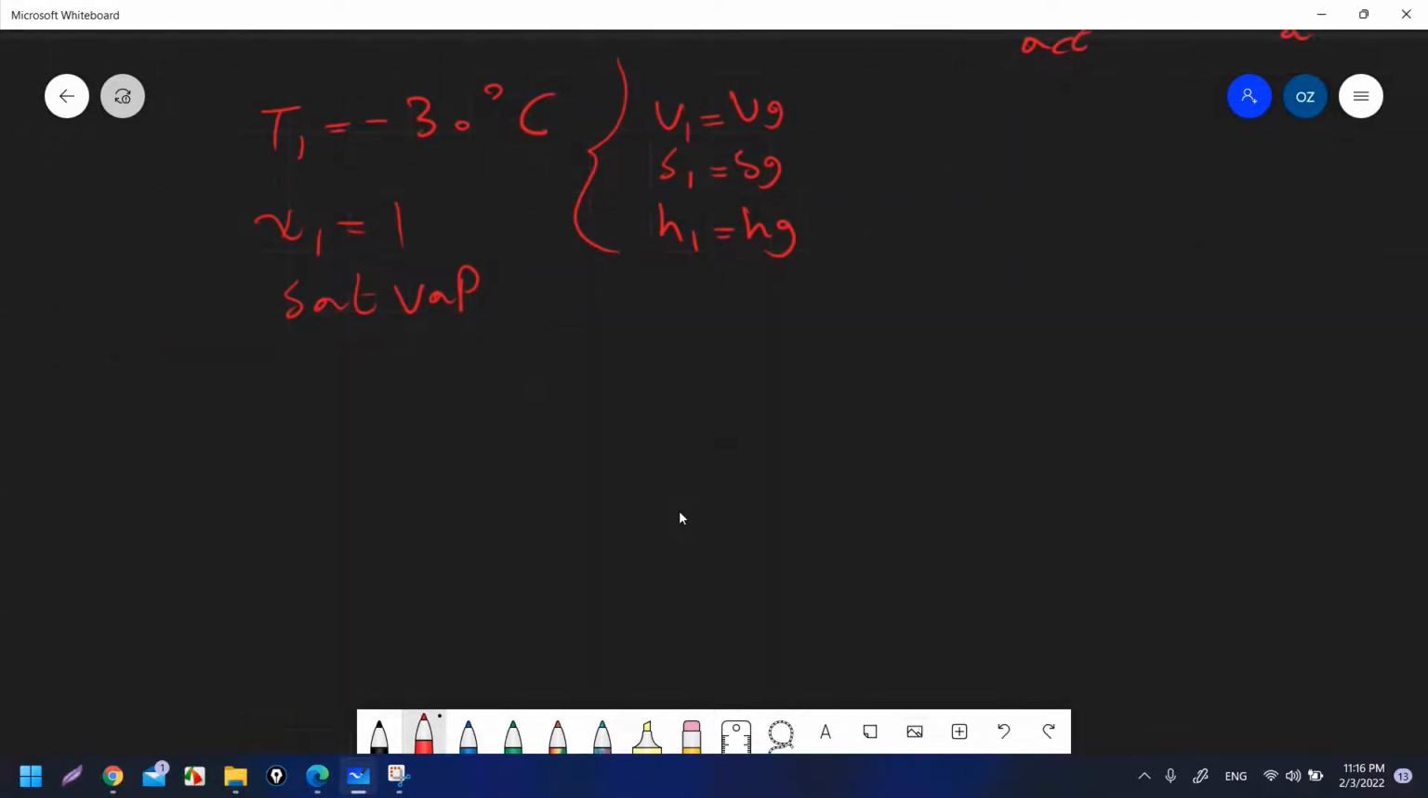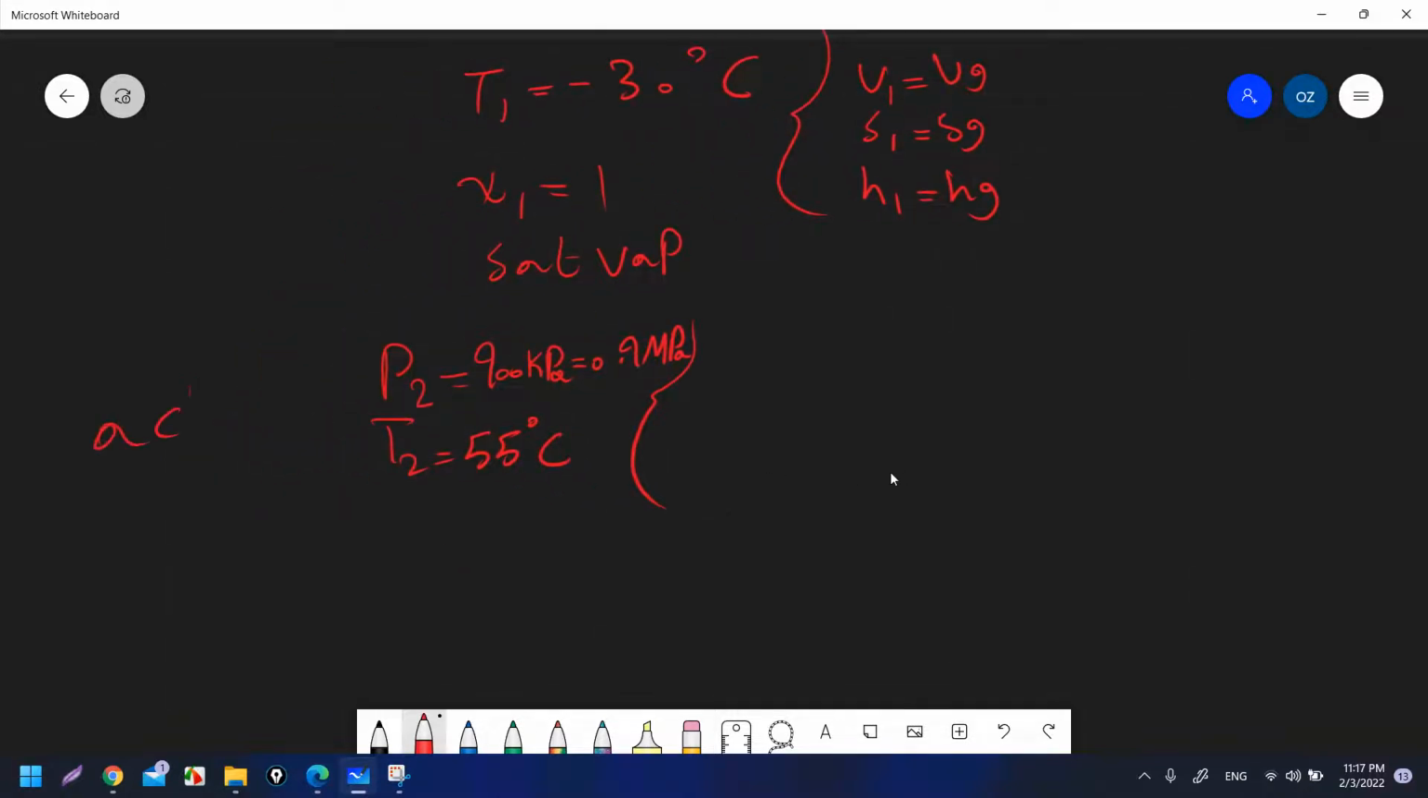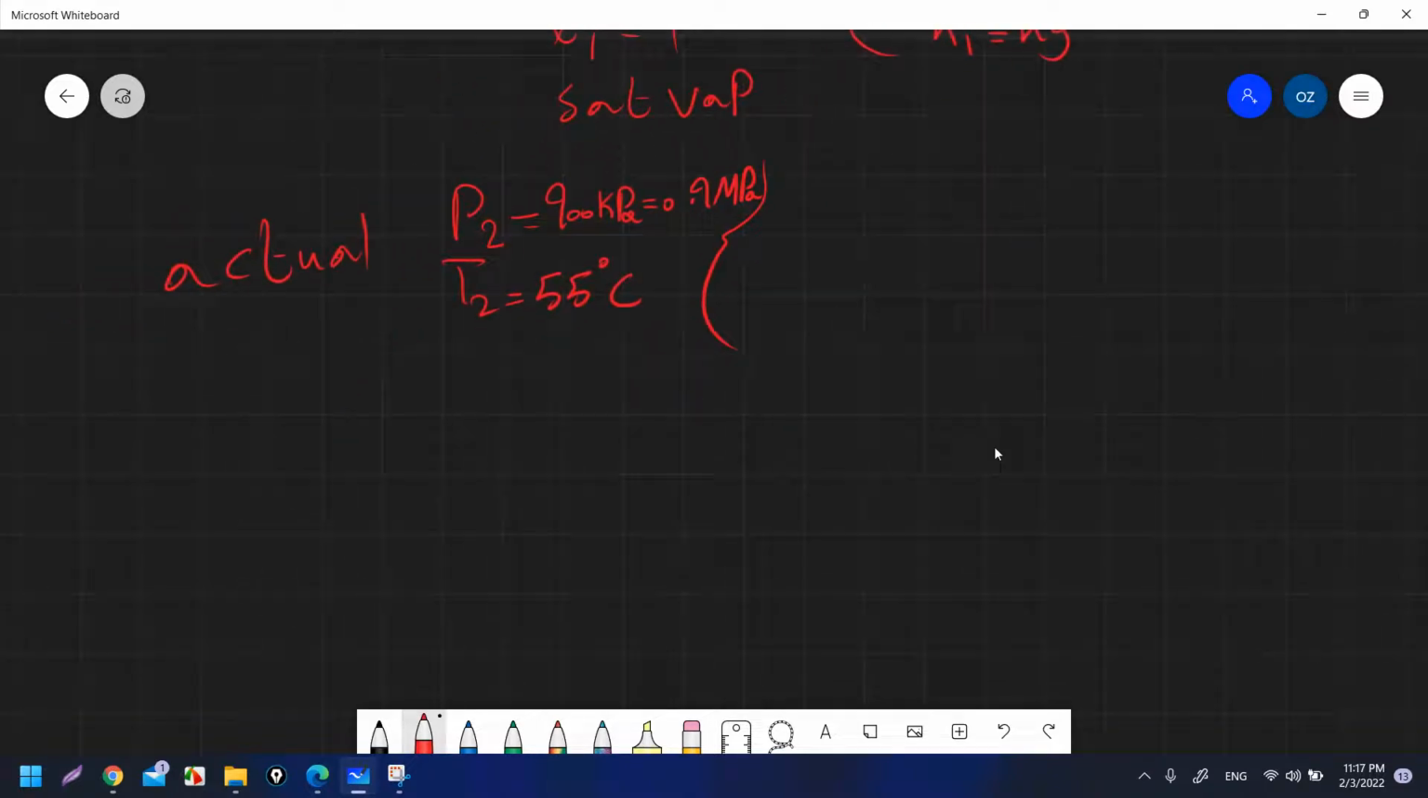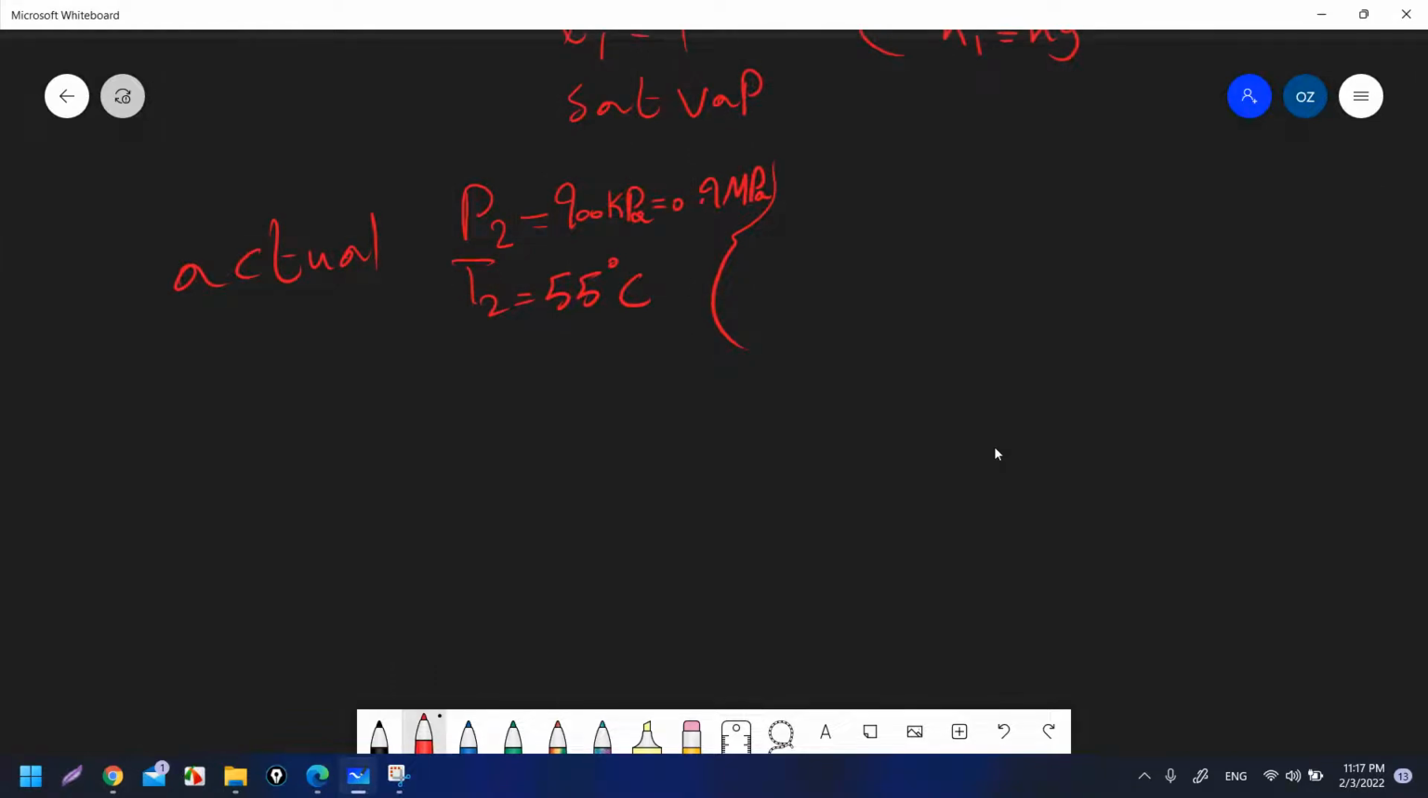For the actual one, you will have state 2 actual and state 2 isentropic. So P2 is equal to 900 kilopascal or 0.9 megapascal, and T2 is 55 degrees Celsius. Why would I say this one is actual? Why is it not the ideal one? Because let's draw the T-S diagram and see what the meaning of this is.